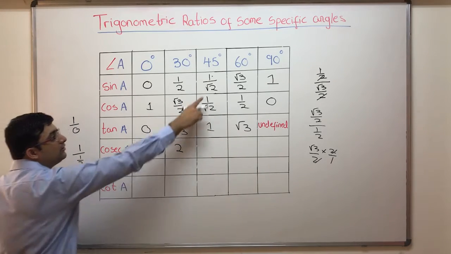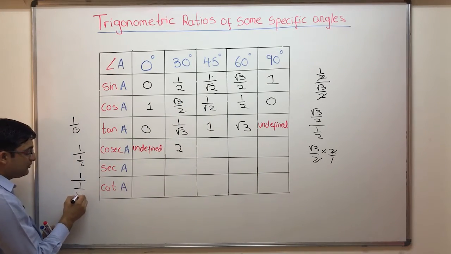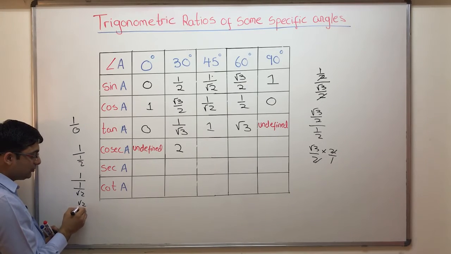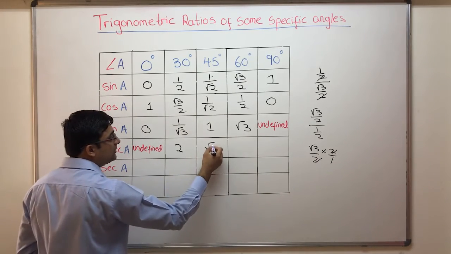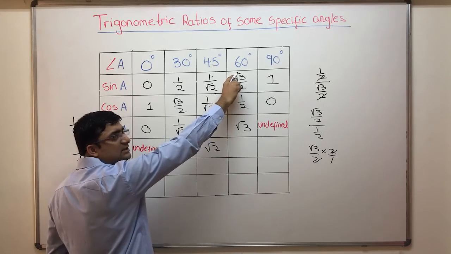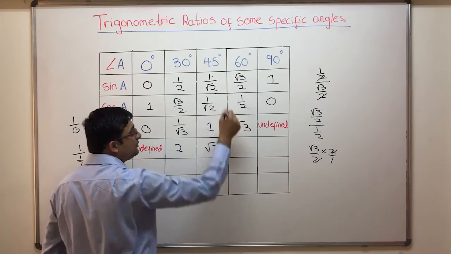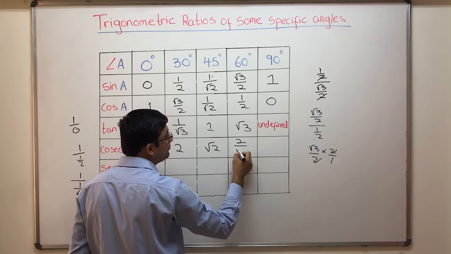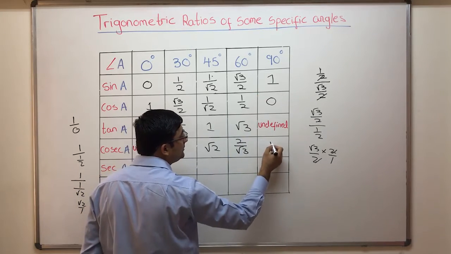So 1 upon, what is sine 45? 1 by root 2. So this will become root 2 by 1. So this over here is root 2. Then cosec 60 degrees, 1 upon sine 60 degrees. Just take the reciprocal. So reciprocal of root 3 by 2, 2 by root 3. Reciprocal of 1, that is 1.